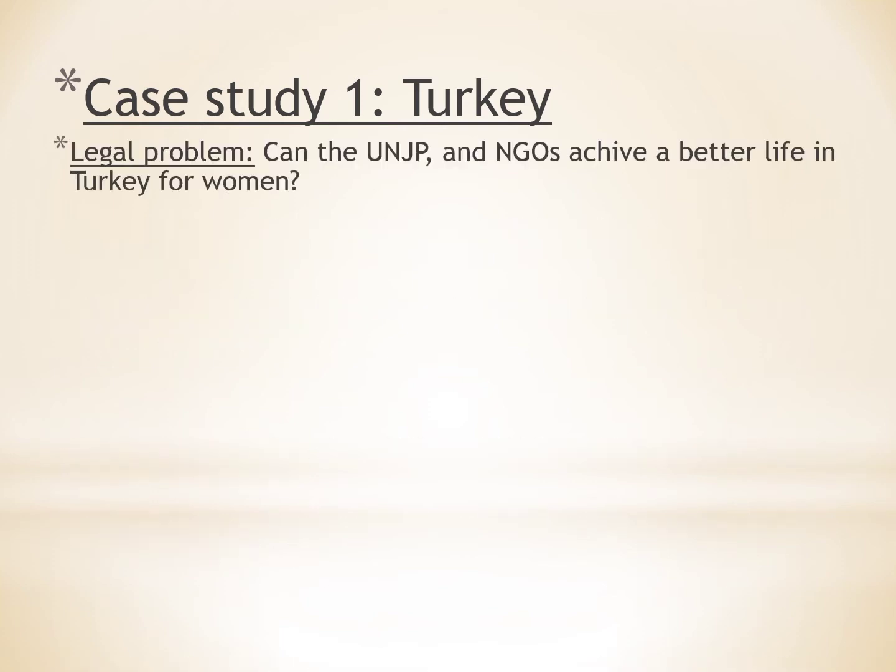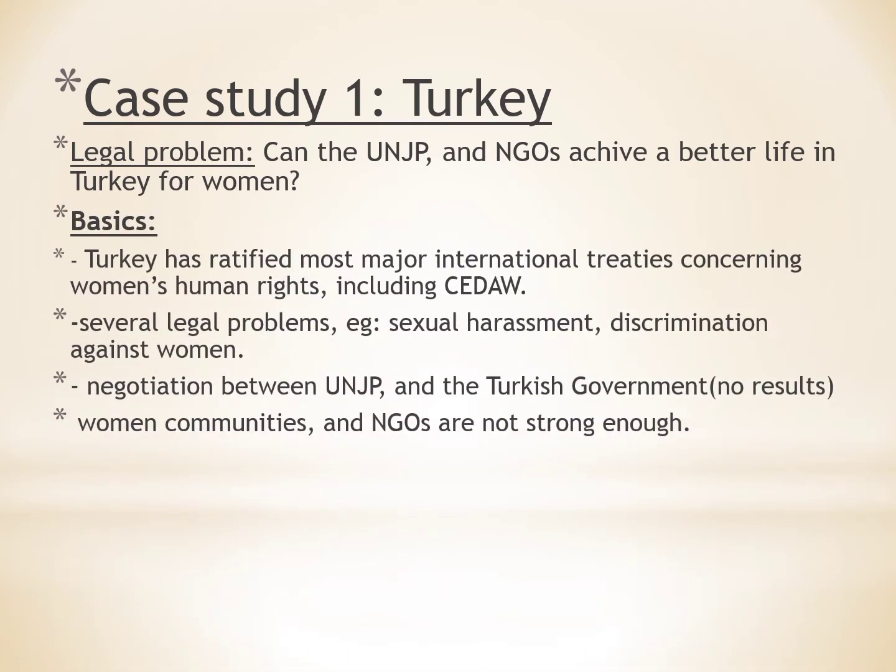The first case study happened in Turkey, where the amount of violence against women was high. The legal problem is: can the United Nations Joint Programme to protect the human rights of women and girls and non-governmental organizations achieve a better life in Turkey for women? The basic situation is that Turkey ratified most major international treaties concerning human rights, but on the contrary, several legal problems occurred, like sexual harassment, safety problems, healthcare problems, and discrimination. The United Nations organizations and the local government started to negotiate, but there was no positive involvement, and the NGOs and women were not strong enough to reach female equality.